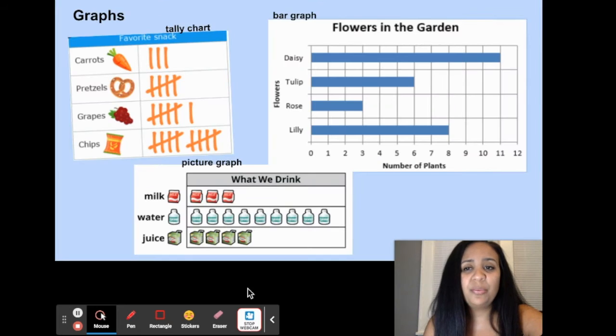In the past, we have learned about the following graphs: tally charts, bar graphs, and picture graphs. We learned that graphs are used to organize information or data in a way that is easy for others to understand and analyze. Today, we will be learning about another type of graph called a line plot.